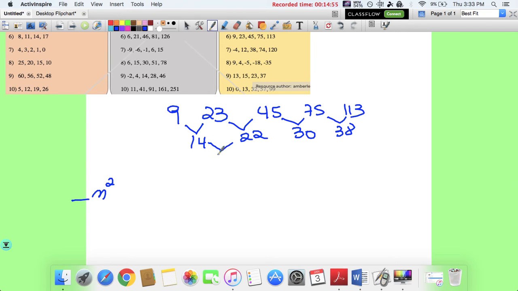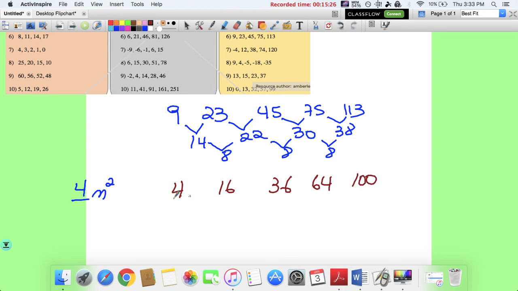Take the second difference. It's 8, 8, and 8. Take half of 8, it's 4. So there's our sequence. A 4n squared sequence goes: 1 squared times 4 is 4. 2 squared is 4, 4 times 4 is 16. 9 times 4 is 36. 16 times 4 is 64. And 5 squared, which is 25, times 4 is 100. Subtract.